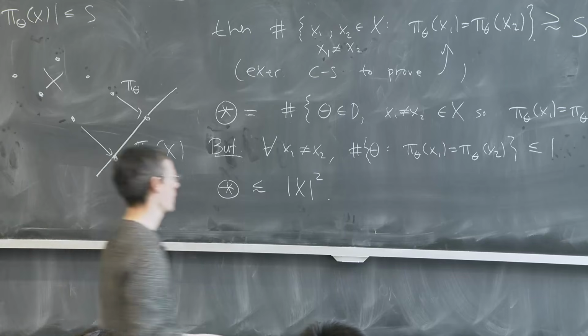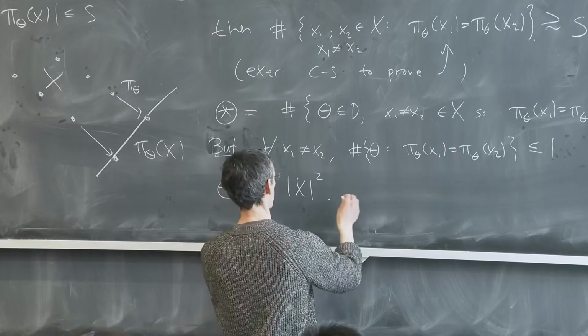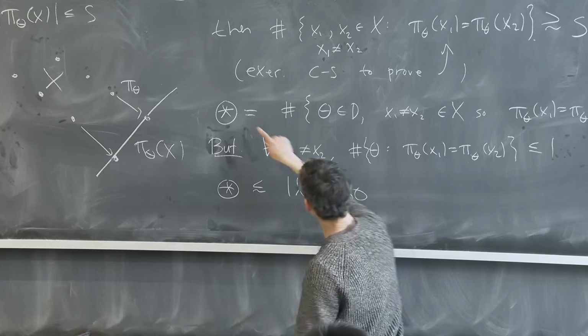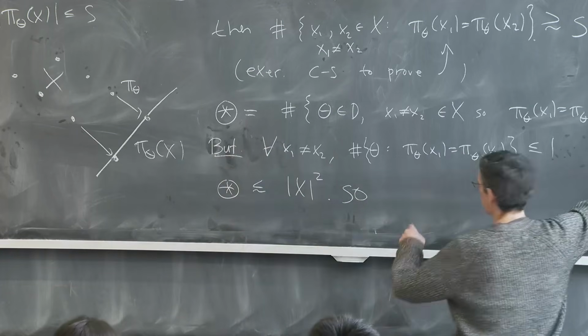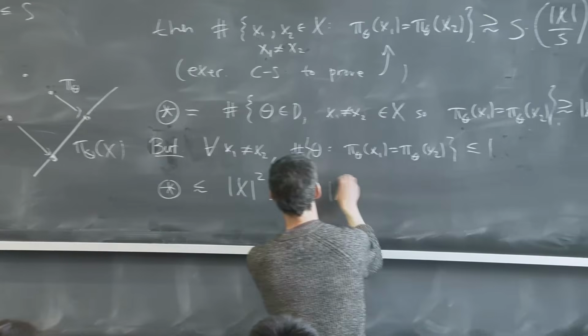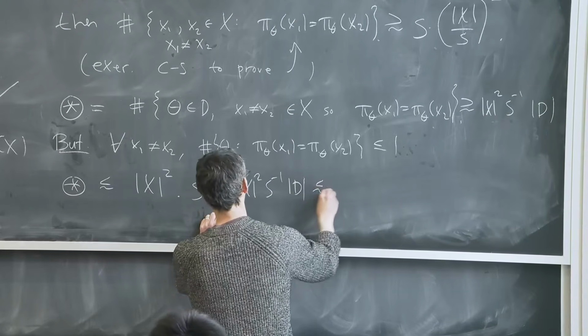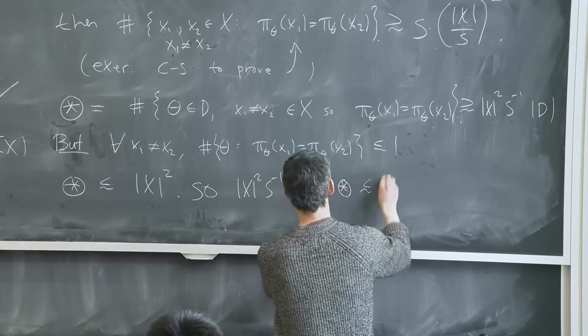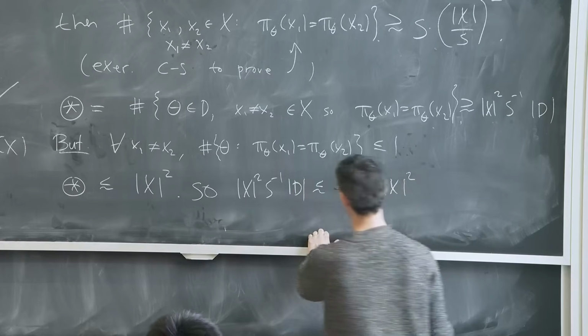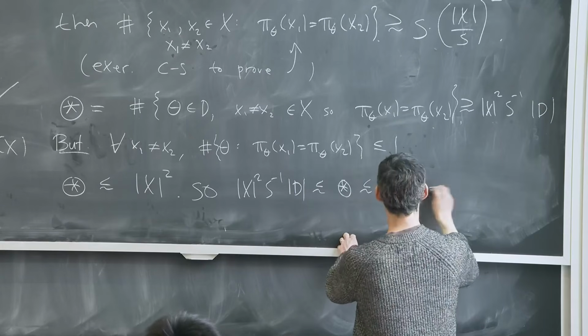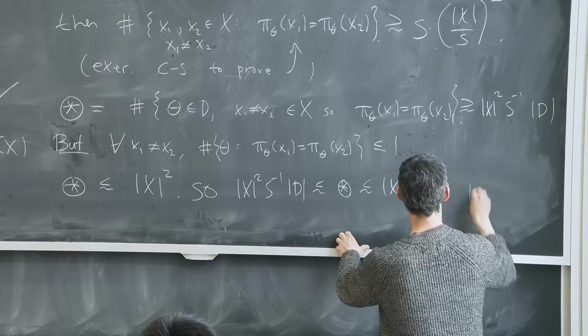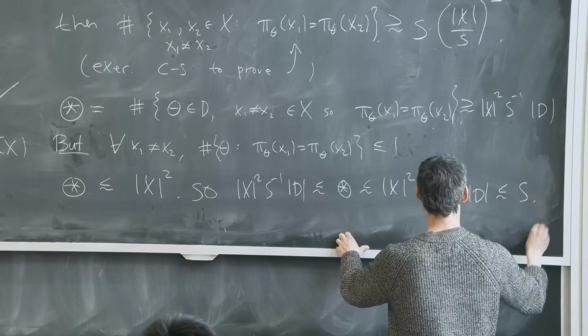OK. So this key quantity is sandwiched in between here and here. We have x squared s inverse d is less than star is less than x squared. And you simplify this a little bit, and we get that d is less than s. And that's the proof.